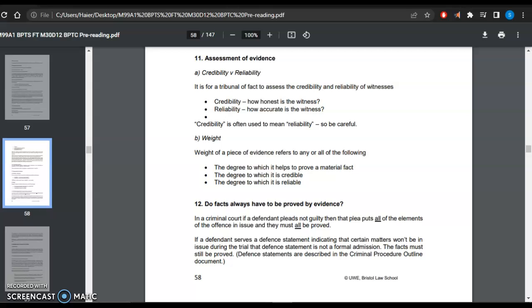The first thing that due weightage or mammoth weightage of the evidence needs to have is the degree to which it helps prove the material fact. Like how much percentage of it helps to prove the facts of the case in hand. And the degree to which it is credible, like how honest the person who is speaking is about his testimony. And the third ground of weightage, of having a mammoth weightage of the case in hand regarding the evidence, is the reliability, the degree to which it is reliable.